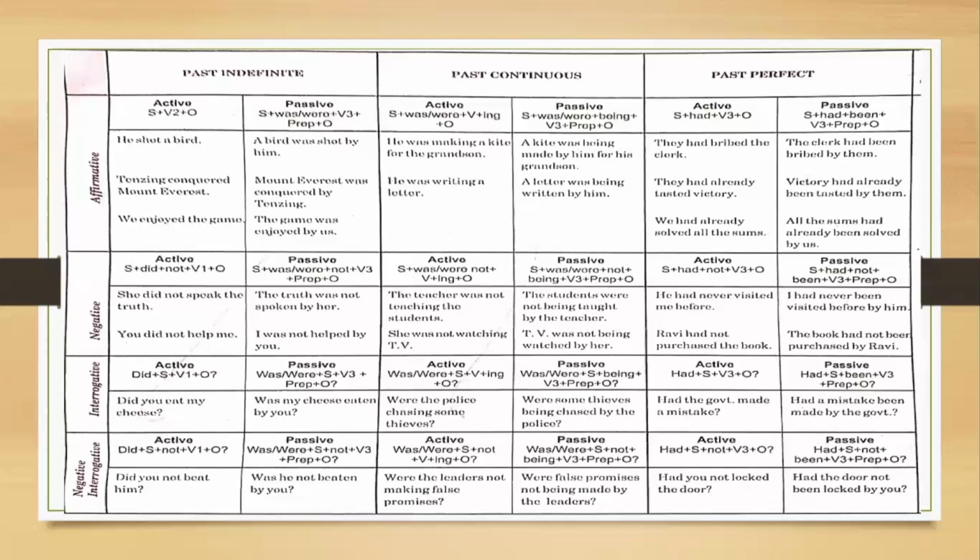Negative interrogative. Had you not locked the door? Firstly, change it into simple sentence. You had not locked the door. The door had not been locked by you. The helping verb will come in front. Had the door not been locked by you? And question.